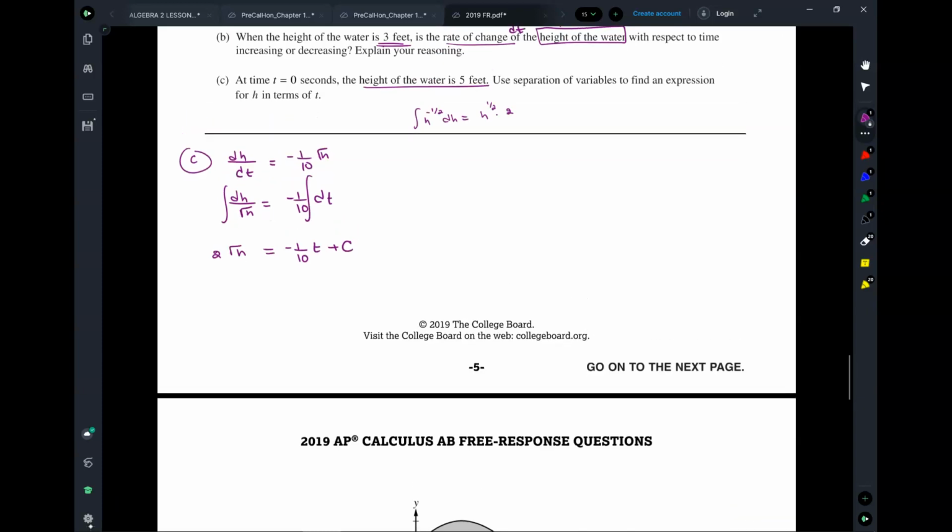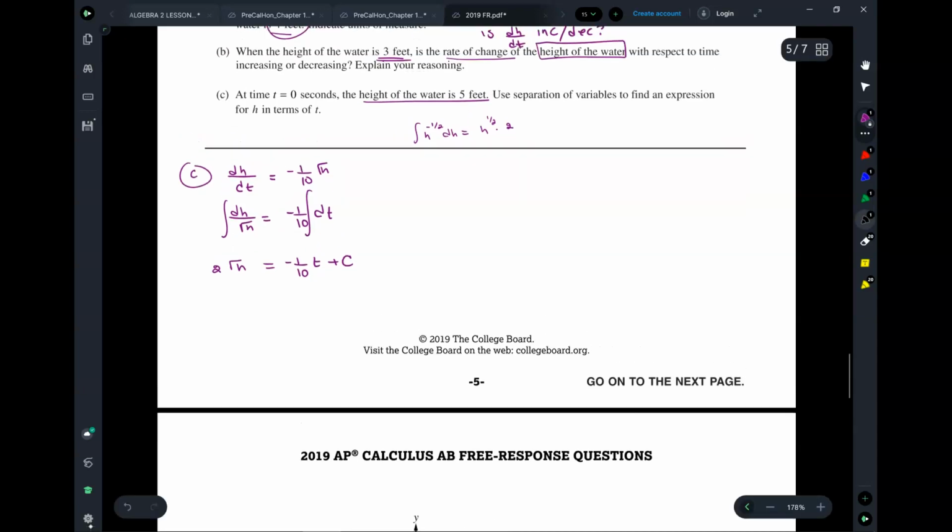Okay. But why did you change the t to root h? Why is it dh dt, and then below that's dh? We did separation of variables. Everything with h came on this side. Yeah. So now let's put in the initial condition.